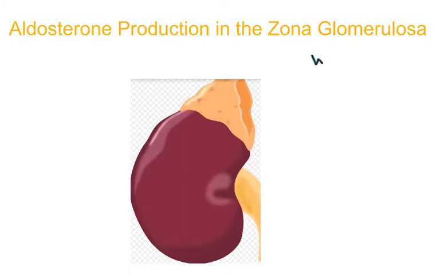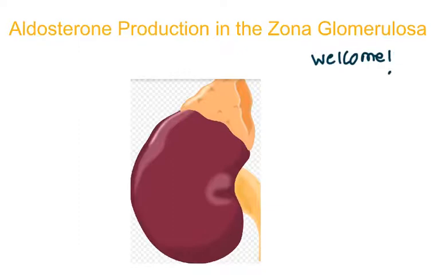Alright guys, welcome back to Underground Science, and in this video we'll be looking at one of the layers of the adrenal cortex, specifically the zona glomerulosa, and we're going to be talking about the basic overview of how we produce aldosterone. It's a very important cholesterol-driven hormone that acts especially in the kidneys to increase blood pressure and blood volume. So let's go and get started.